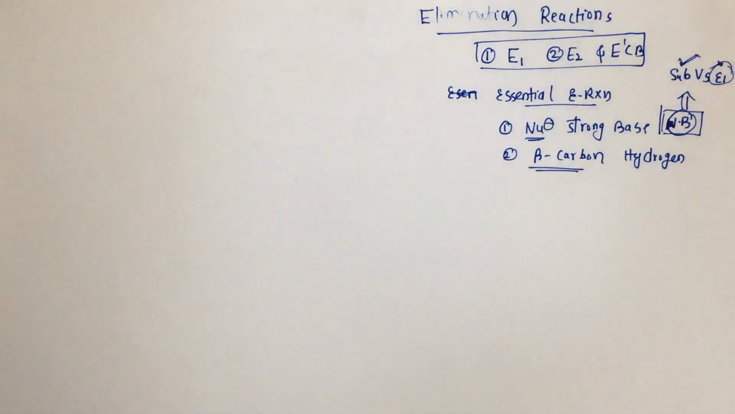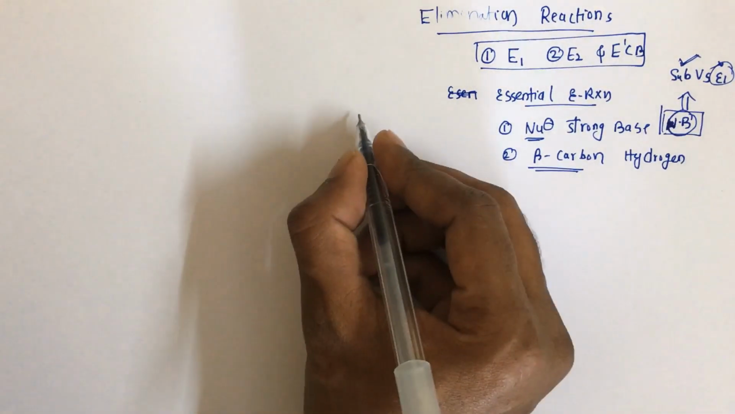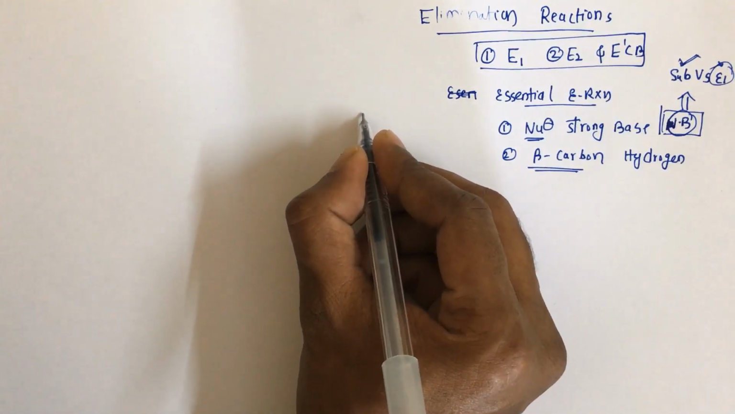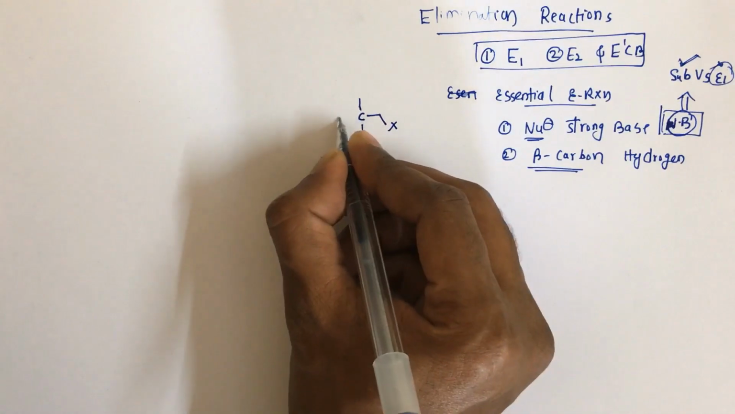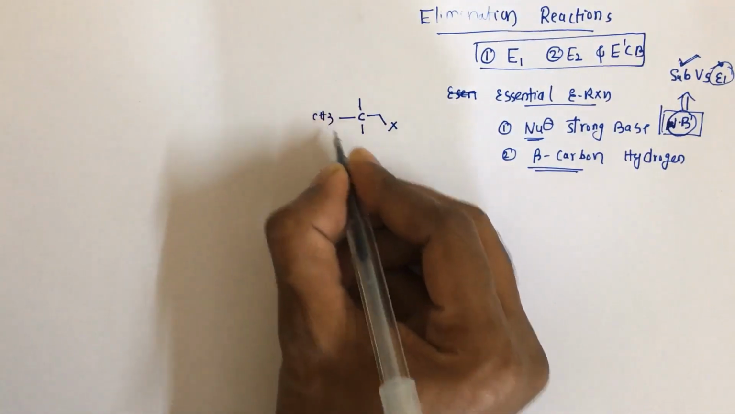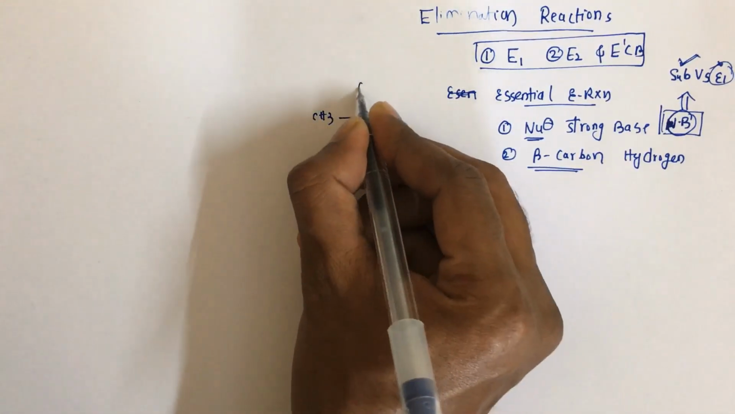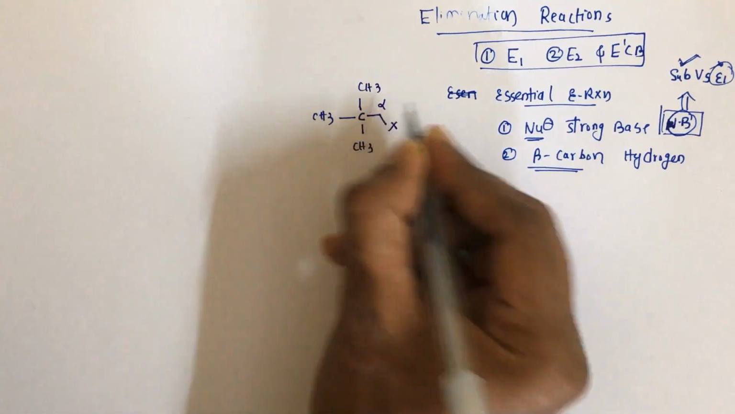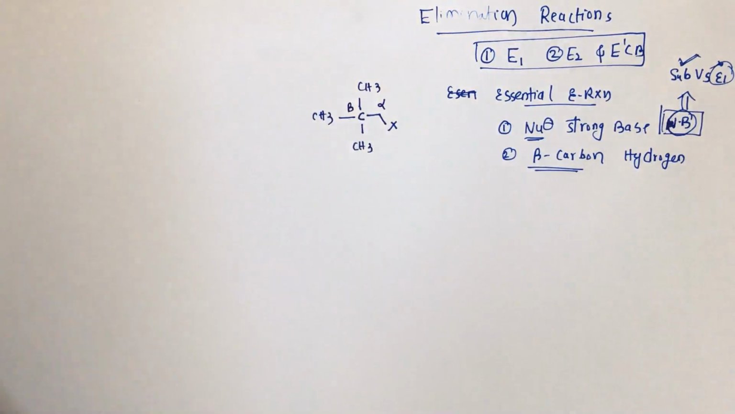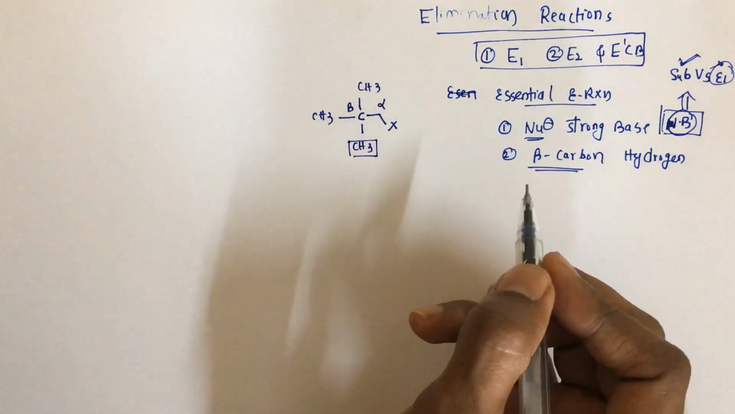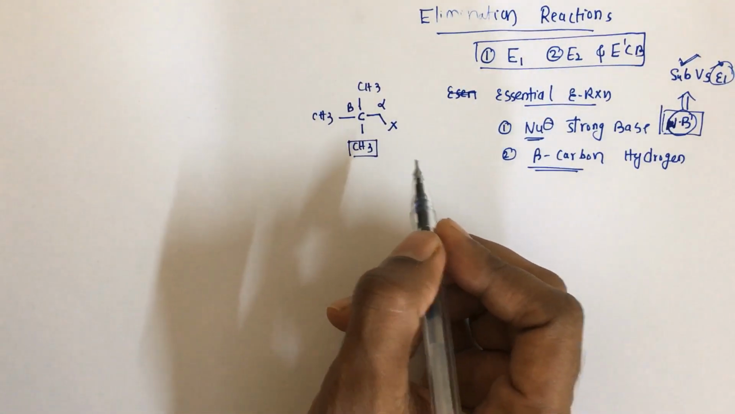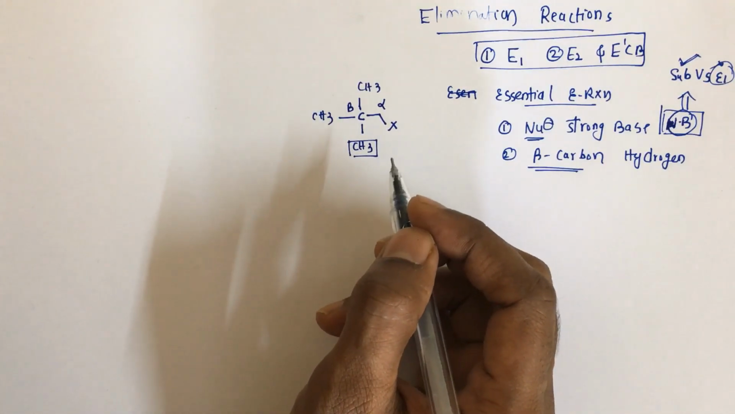And where we don't have any beta hydrogen, like this compound, the carbon which has the leaving group is alpha, and next to that is beta. As we can see here, there are no beta hydrogens. Because of that, this will not undergo elimination reactions.